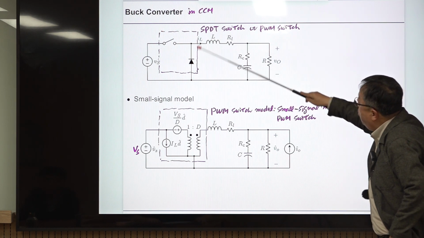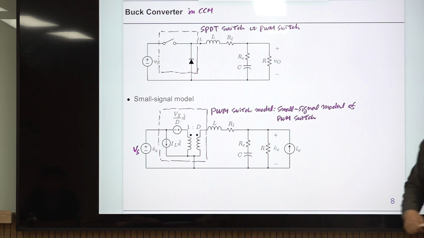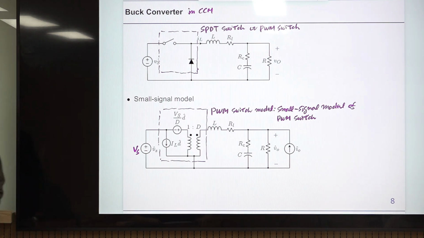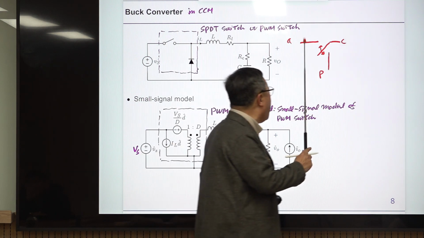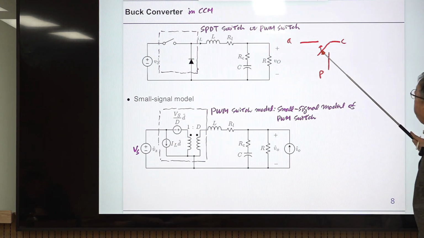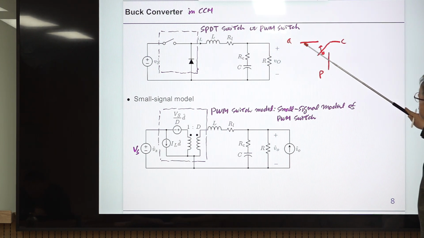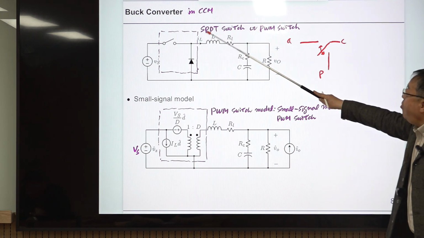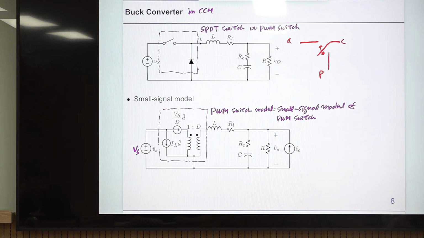And usually this part is called SPDT switch, meaning single pole double throw switch. The function of this pair of active and passive switch is functionally the same as this one. This is A, P, C, and this is the pole. Okay? This pole is always connected to either A or P. So there is a single pole. This is called throw. So one pole, two throws: single pole, double throw switch. Or they call it PWM switch. Okay? Because the operation of this switch is based on the PWM, pulse width modulation scheme. So they call it PWM switch.